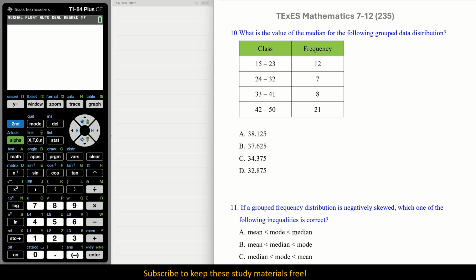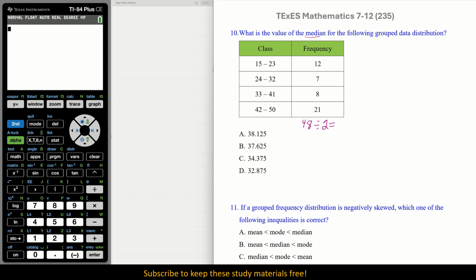Number 10, what is the value of the median for the following grouped data distribution? Okay, so for this one, we're trying to find the middle value, and we do that by looking at the frequency first and then going to whichever class we need. If you remember how we do that, first we add up the total frequency. In this case, it is 48. And we divide by 2, because we're looking for the median. We are not looking for any of the quartiles for this particular question.